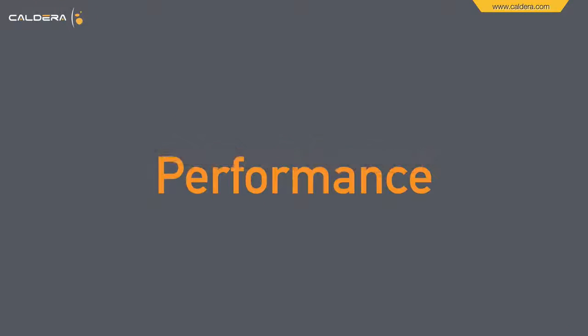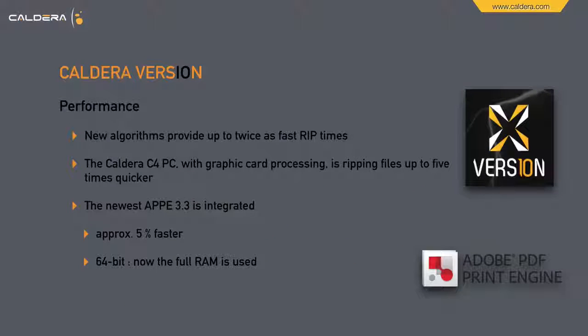And now, let's look at the performance of version 10. Version 10 is not just a nice design. Under the hood, we will discover some nice enhancements. New algorithms provide up to twice as fast rip times. The Caldera C4 PC with graphic card processing is ripping files up to 5 times quicker. The newest APPE 3.3 is integrated, which alone is 5% faster on itself. And 64-bit, so that means in version 9 you were only able to address a maximum of 4 GB of RAM. Now the full RAM of your PC is used.